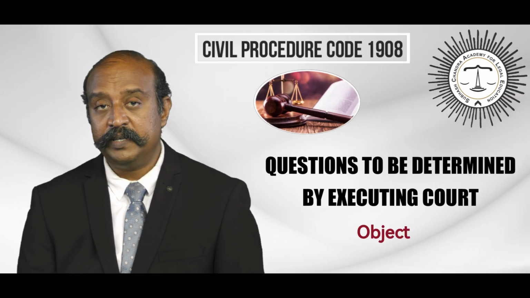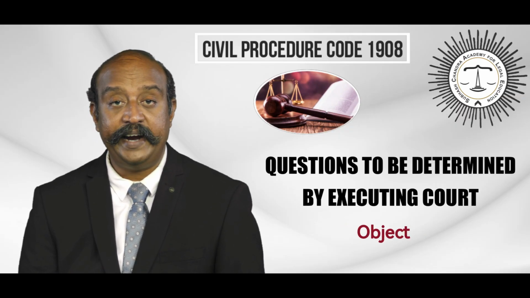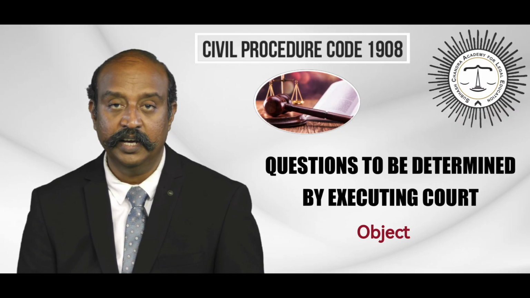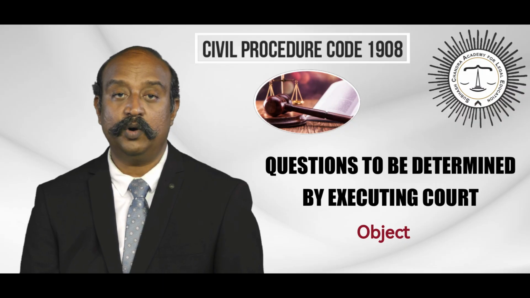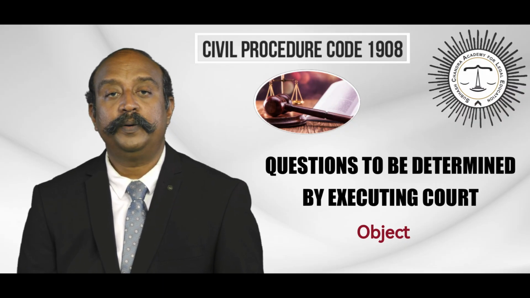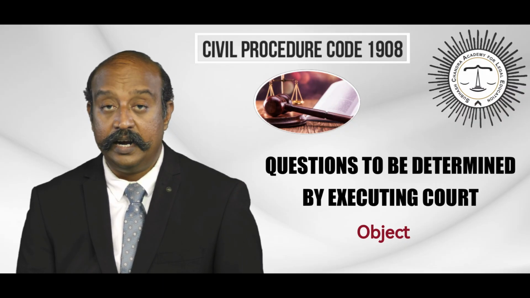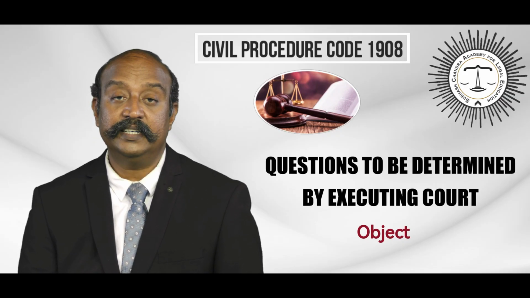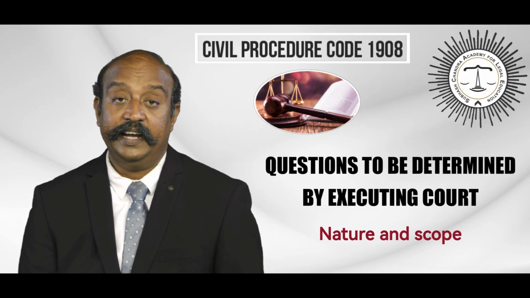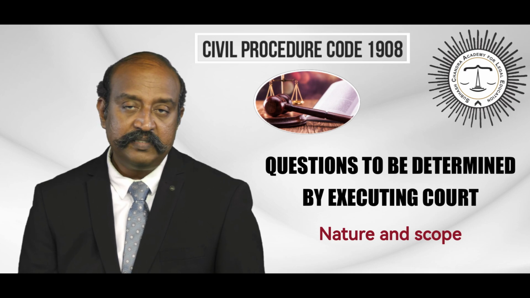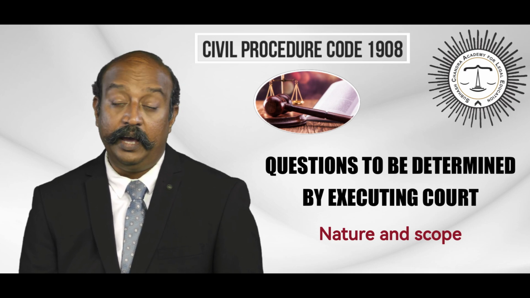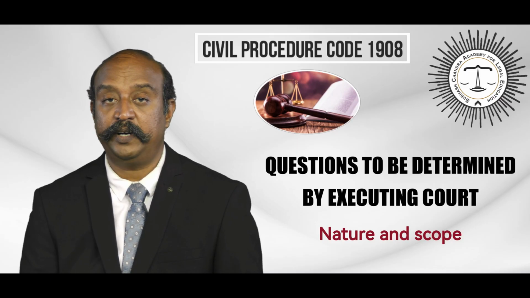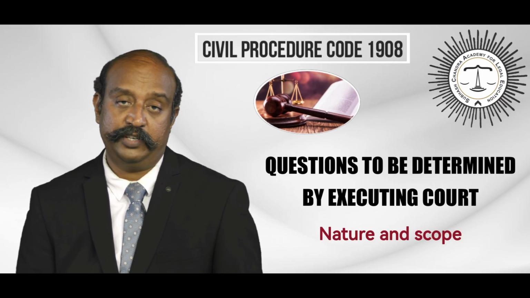The underlying object of this provision is to provide a cheap and expeditious remedy for determination of certain questions in execution proceedings without recourse to a separate suit, to prevent needless and unnecessary litigation. Section 47 must therefore be considered liberally. And what is the nature and scope? The scope of Section 47 is very wide. Exclusive jurisdiction has been conferred on the executing court in respect of all matters relating to execution.